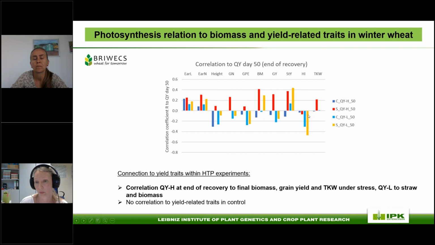Interestingly, the QYL parameter of both control and stress treatment here is negatively correlated with the harvest index, indicating this is really more for the straw biomass growth, while the grain yield model probably depends on the QYH. And there's also a positive correlation between this parameter and the 1000 kernel weight, while these correlations are absent in the control treatment.